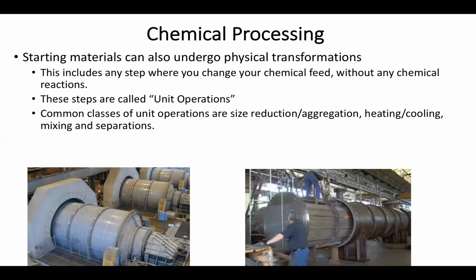So again, some of our big classes of unit operations are going to be things like size reduction. So what we see here on the left is a ball mill. So this is where I put in a whole bunch of metal ore, and I run it through essentially a big cylinder that contains a whole bunch of ball bearings. So I have a huge case of size reduction. But this may also include things like size aggregation if I'm trying to grow crystals, such as in our earlier salt example. But you also have one of the most popular ones, which is heating and cooling.